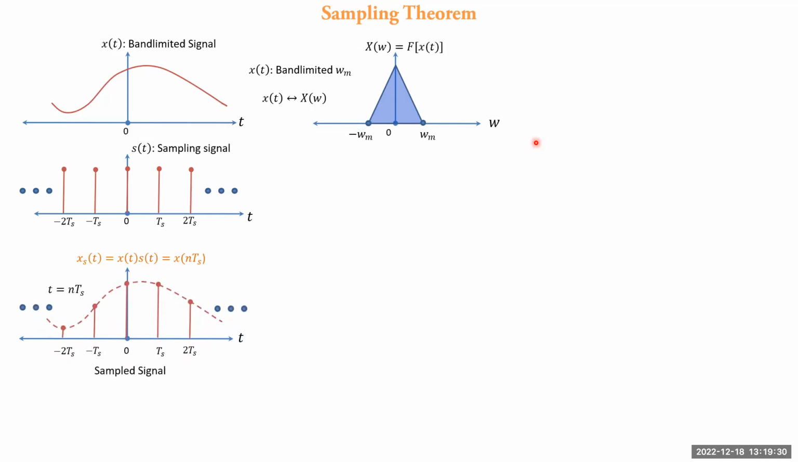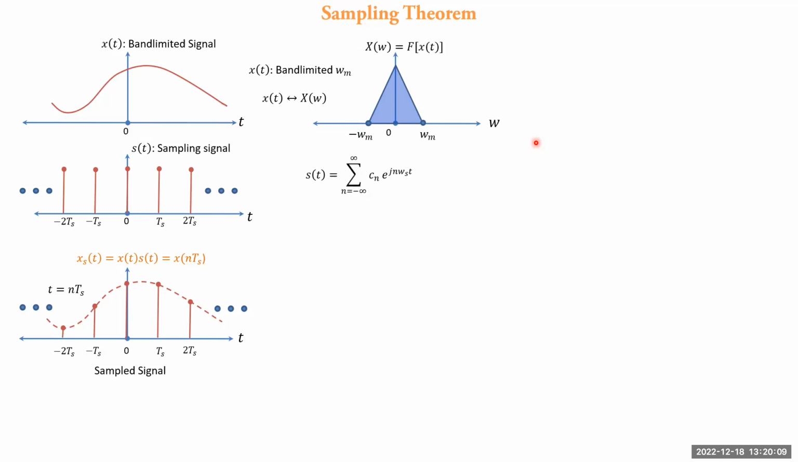The sampled signal is represented as xs(t), or x(t) with subscript s, and that is equal to the product of x(t) with the sampling signal s(t), and that will become x(nTs), which is also written as x(n) because the sampling interval Ts is constant.